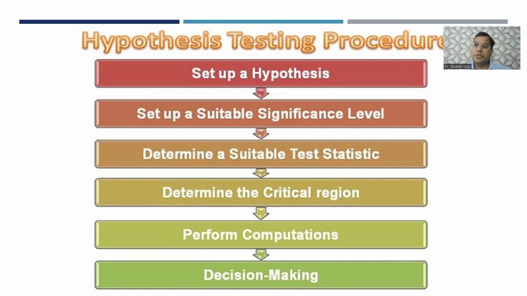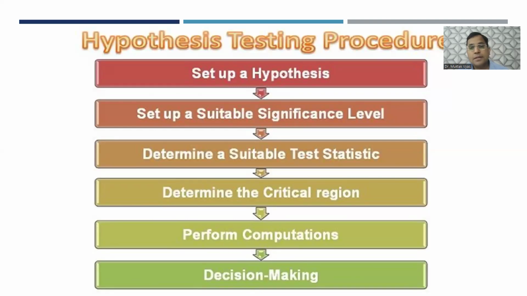Then you have to set up a suitable significance level also, whether it is a 5% level of significance. If it is a 5% level of significance, then your confidence level will be 95%. If your confidence level is 90%, then your significance level will be 10%.